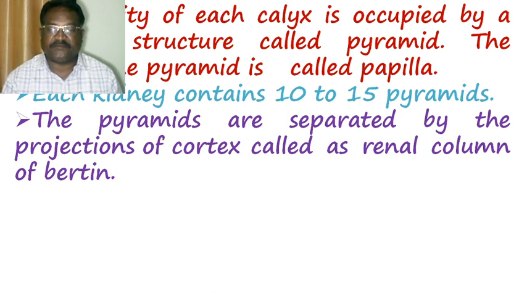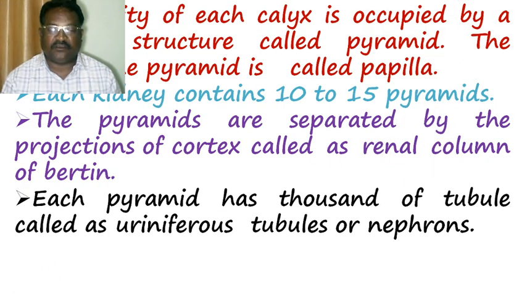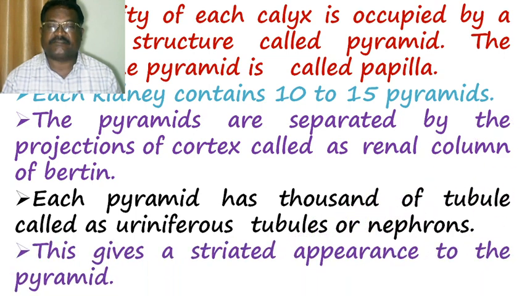The pyramids are separated by projections of the cortex called renal columns of Bertin. That means each pyramid is separated by a column, and this column is known as the renal column of Bertin. Each pyramid has thousands of tubules called uriniferous tubules, or nephrons. So each kidney has a number of uriniferous tubules or nephrons, and you know the nephron is the structural and functional unit of the kidney, and it gives a striated appearance to the pyramids.